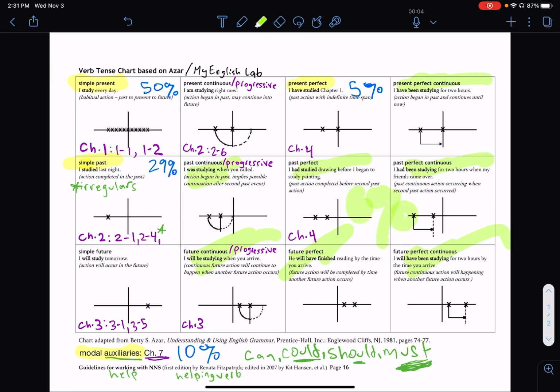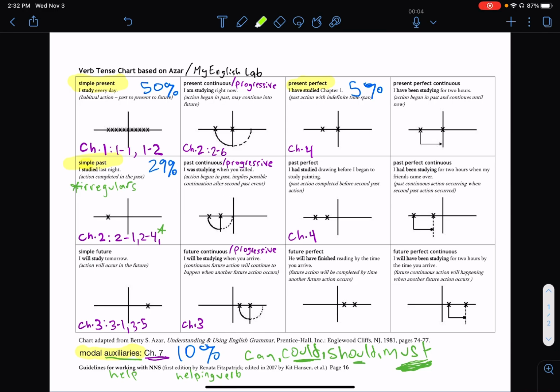So if I was a student studying English, I wouldn't focus my attention on these guys. I would focus my attention where it already was, on the 50%er, simple present, the 29%er, simple past, modal auxiliaries, 10%, present perfect, just be familiar with it, 5%, okay?